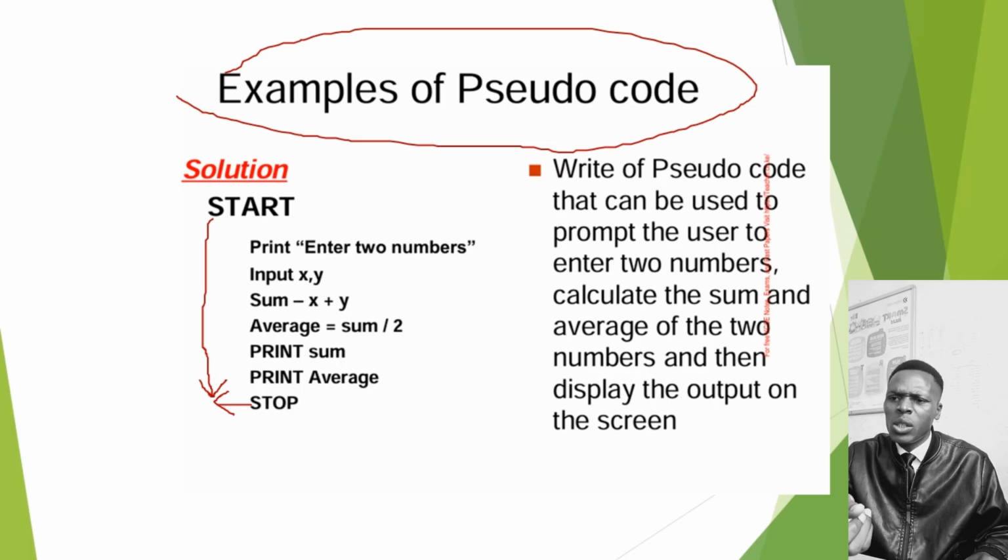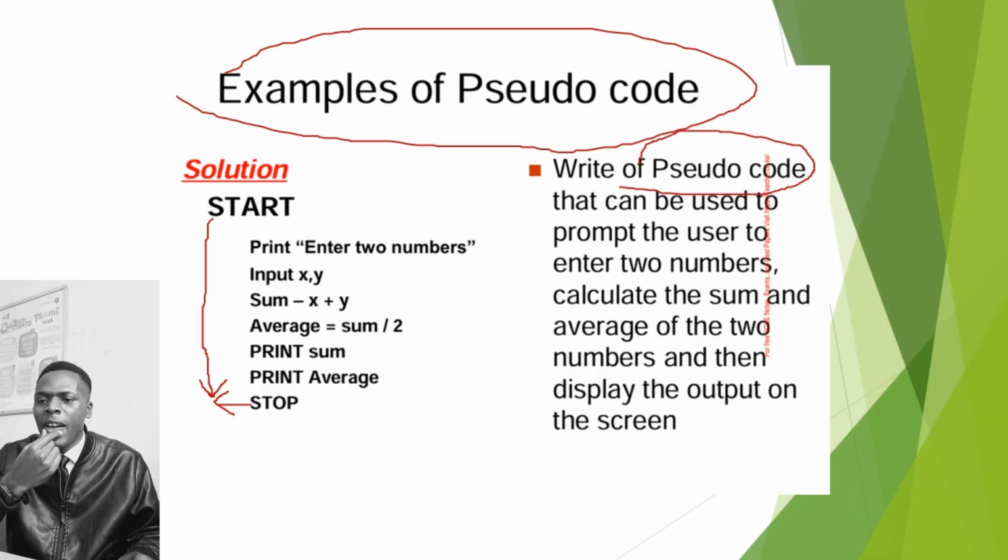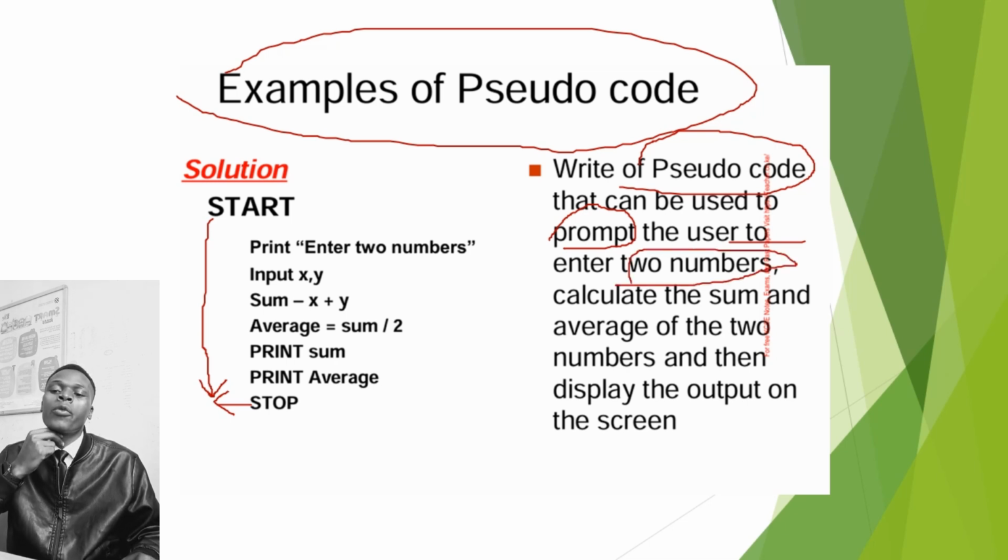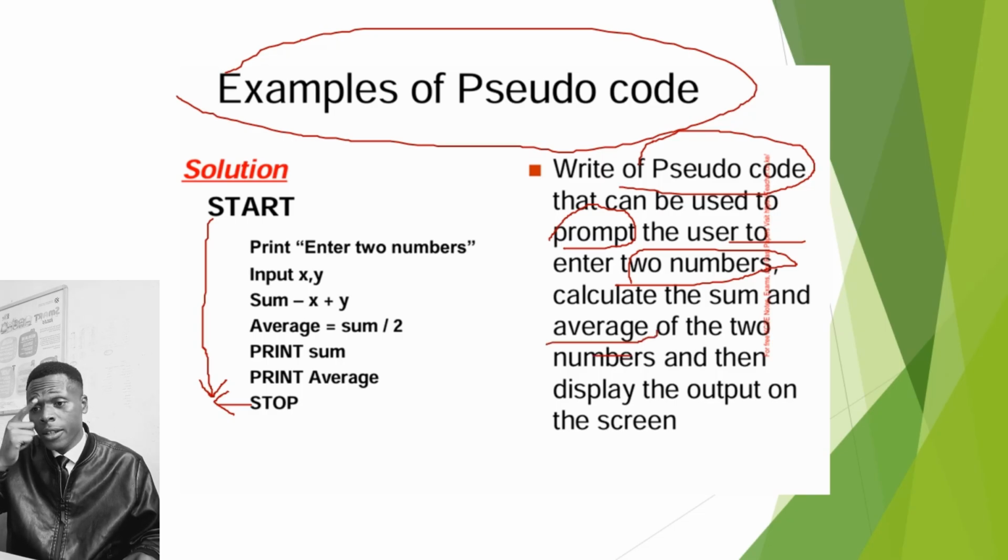In this question it says: write a pseudocode that can be used to prompt the user to enter two numbers, calculate the sum and average of the two values, the two numbers, and then display the output on the screen.